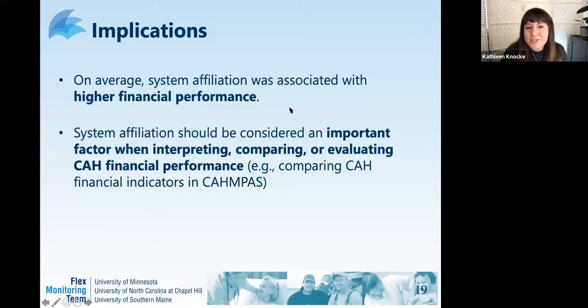So for those on this call, overall, we found system affiliation to be associated with higher financial performance. And this is particularly important for interpreting, comparing, and evaluating critical access hospital performance. For example, if you're comparing critical access financial indicators in the online Flex Monitoring CAHMPAS system. We're working on how to incorporate this information going forward, but that's all to be determined.